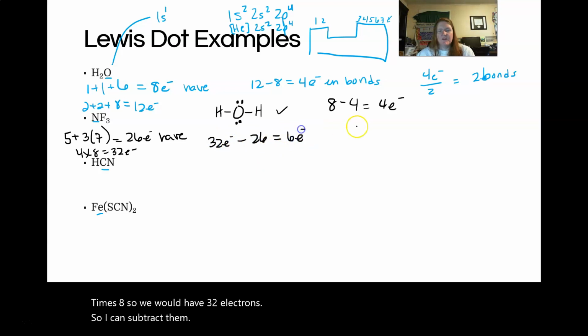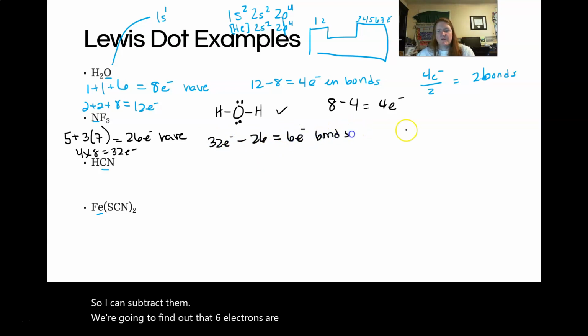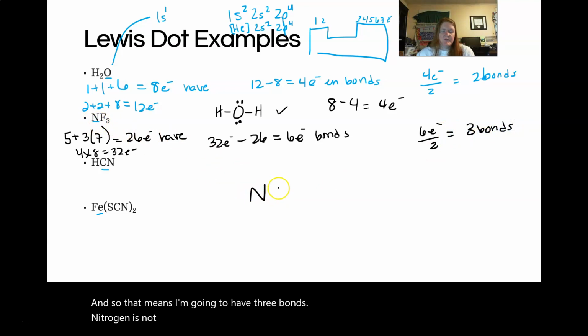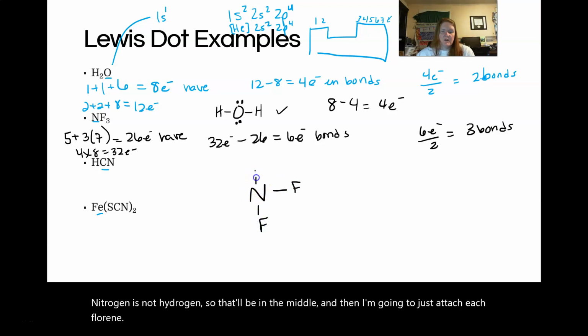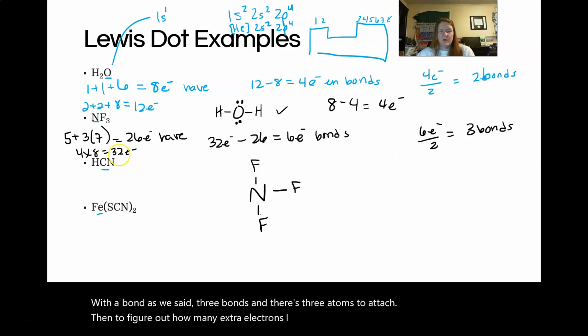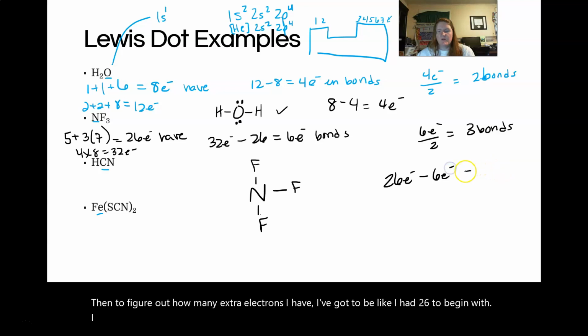We're going to find out that 6 electrons are in bonds, and so that means I'm going to have 3 bonds. Nitrogen is not hydrogen, so that'll be in the middle, and then I'm going to just attach each fluorine with a bond, because we said 3 bonds, and there's 3 atoms to attach. Then, to figure out how many extra electrons I have, I had 26 to begin with. I used 6 of them in bonds, so I have to fill in 20 electrons in this structure.